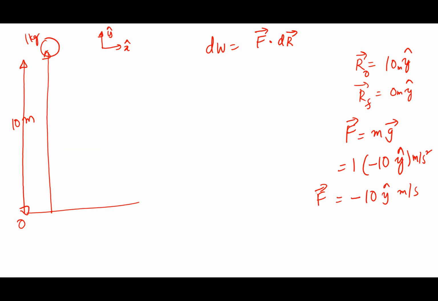And then we have RF and R0. So our dr would be RF final minus R0, right, which would be minus 10 y hat. RF minus R0 is minus 10, minus 10 because it increased.